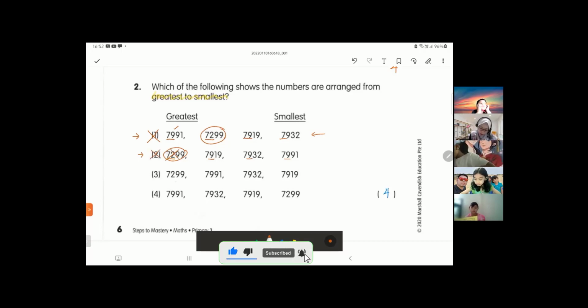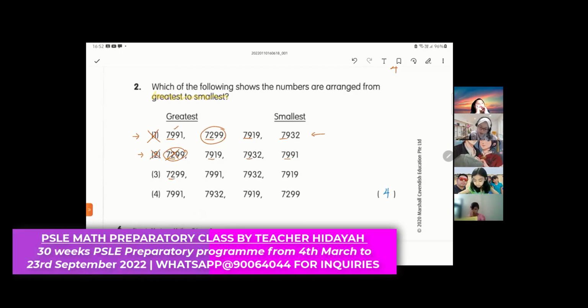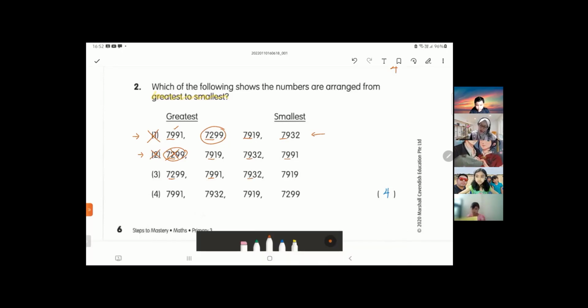Option number 3. This is 7,299, 7,991, 7,932, 7,919. You see, they start off with 7,200 again. Again, this is smallest, out also. Okay, then number 4, 7,991, 7,992, 7,919, 7,200. So this is the smallest, correct? This is the biggest, correct?